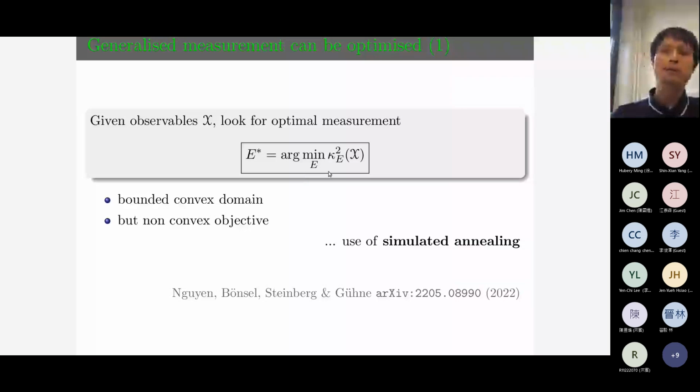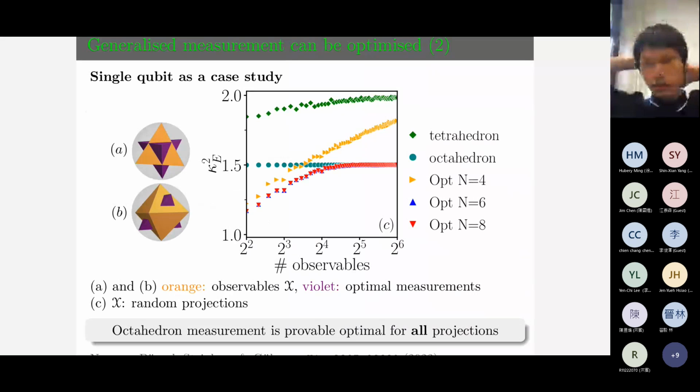First, you see that the domain of the optimization is E, which is the generalized measurement, and it is actually a convex domain. It's just a convex set. It could be high dimensional, but it's still convex and very well behaved in a way. However, the objective function is non-convex, highly nonlinear, and so on. Therefore, the minimization could still be difficult. So what we use for now is simulated annealing. You minimize this objective with simulated annealing, and it turned out to be very robust. This is something I use quite often, and in this case, it's extremely robust.